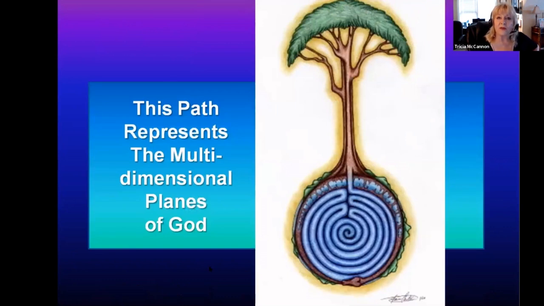And of course, what do these spirals represent? The multidimensional planes of the universe, of God, which in our current culture is not really even acknowledged, except to say, oh, there's a heaven, there's a hell, and there's earth, and you have one life, and that's it, you die. No, we're eternal. We have many, many lives, and there are many mansions in my Father's house. As Jesus told us, there are many dimensions in the universe.